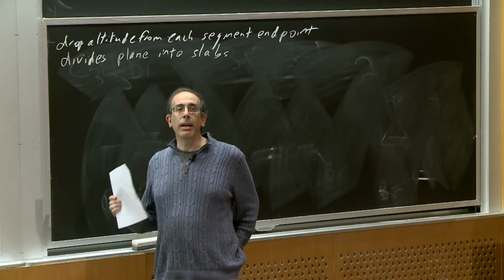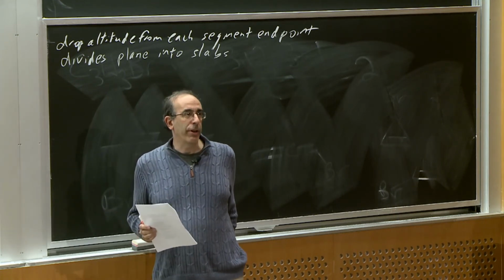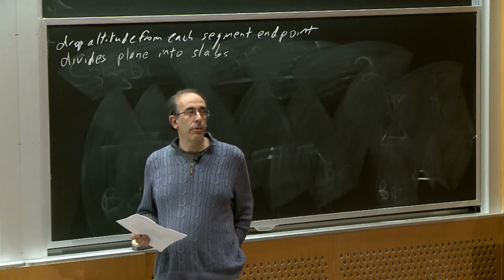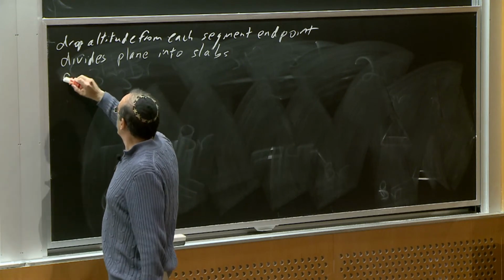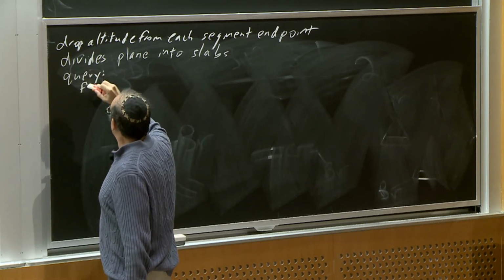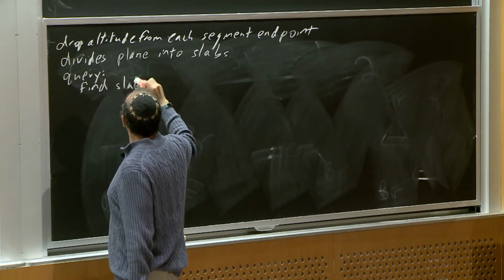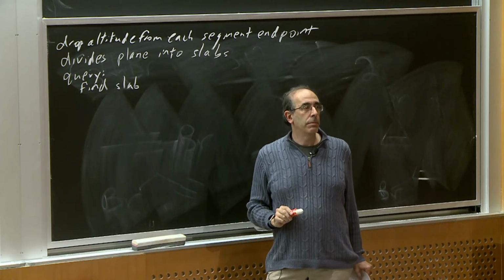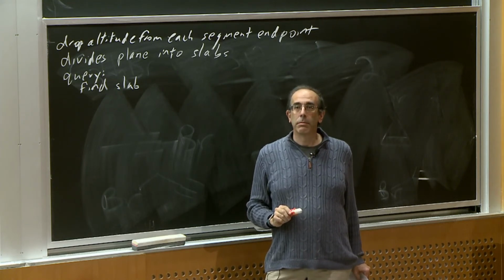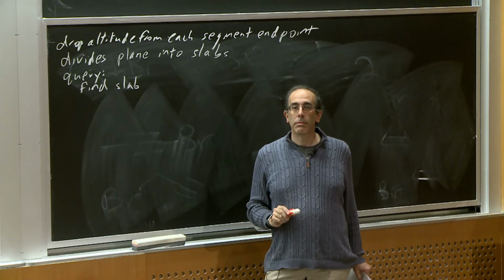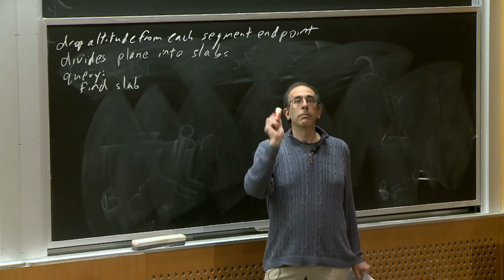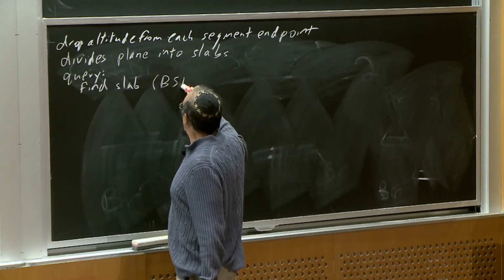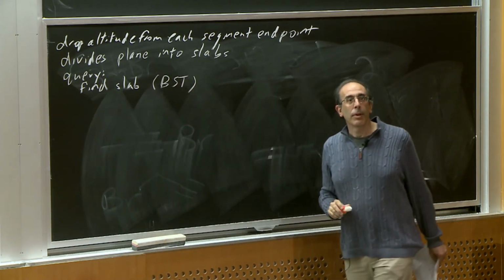So if I want to find which polygon the point is in, I can do that in two natural steps, right? I can first find the slab that the point is in, right? How do I do that? Yes? Search like the 1D. Right. That's just using the binary search tree, right?